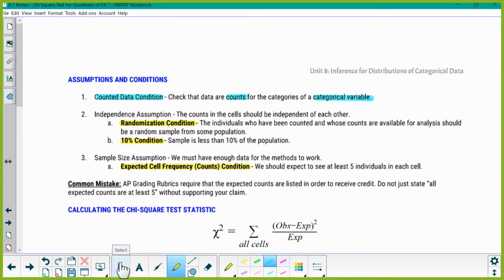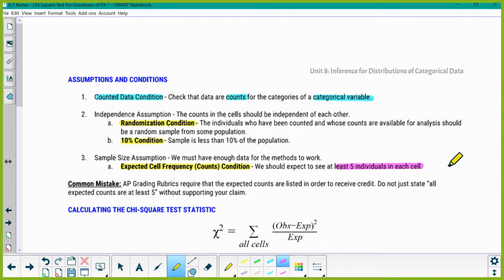And two of the conditions are the same. We are checking, is it random? And we are checking the 10% condition. So basically, if I take my sample size and multiply it by 10, can I assume that my population is larger than that? And then the one thing that's going to be different is the expected cell frequency condition. This is what I usually call the expected counts condition. And that's just going to make sure that you have at least 5 individuals in each cell. So at least 5 people's expected counts fall into each category.